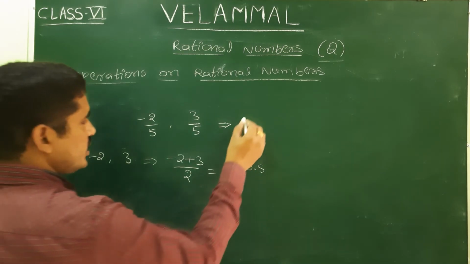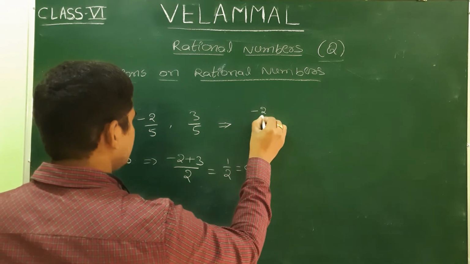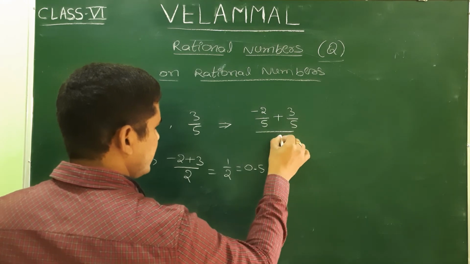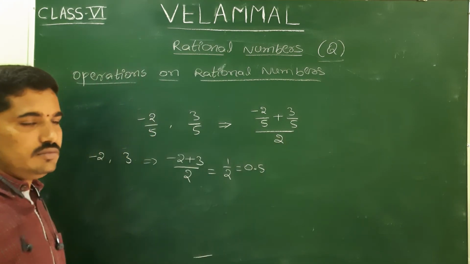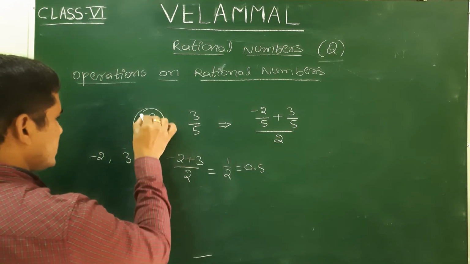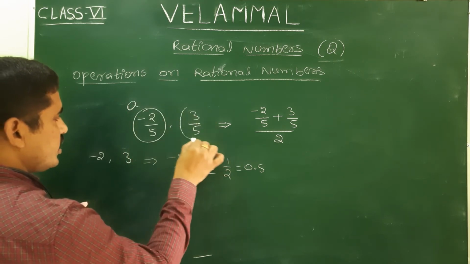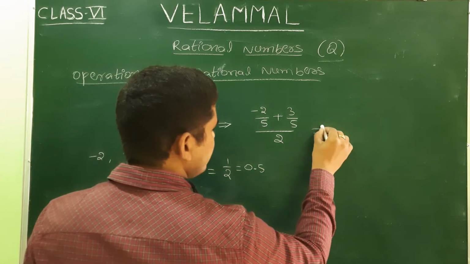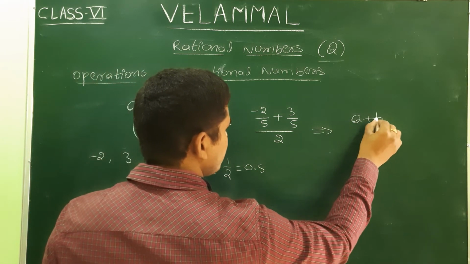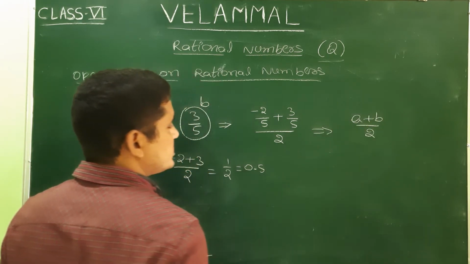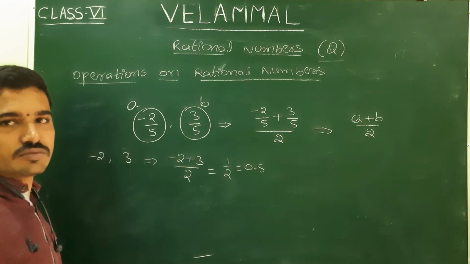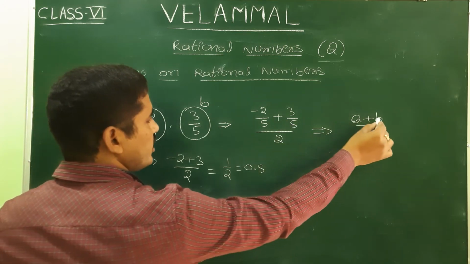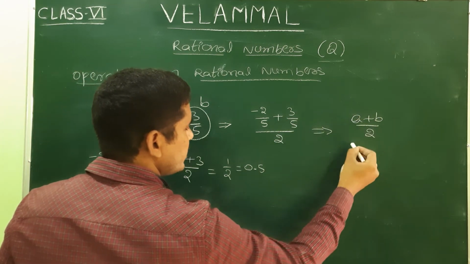The same way here also, minus 2 by 5 plus 3 by 5 divided by 2 we will do. That means if we take this rational number as A and this rational number as B, then the rational number between these two we can take as A plus B by 2. It will be exactly in the middle of these two. So the A value is minus 2 by 5 and the B value is 3 by 5, whole divided by 2.